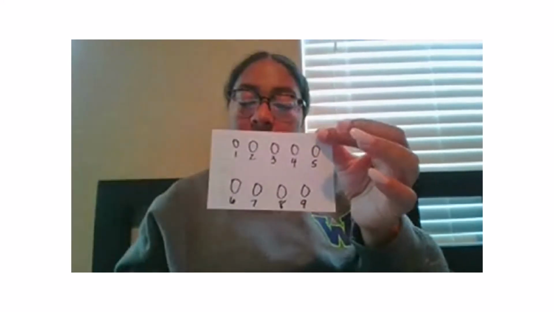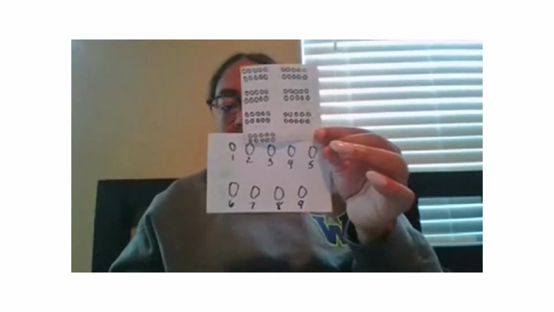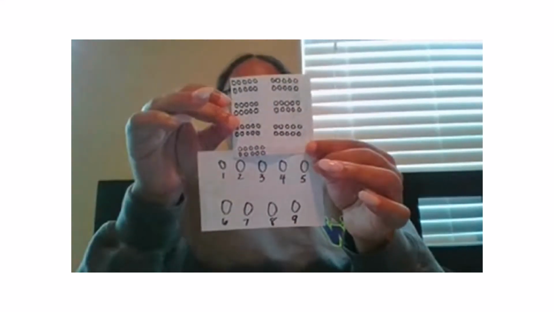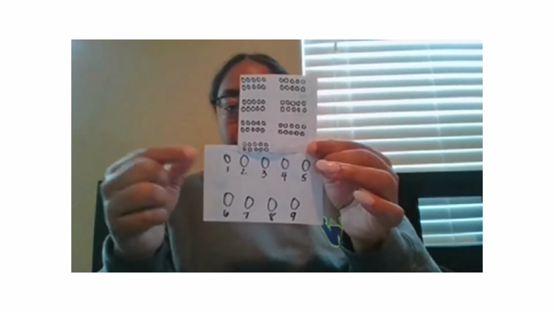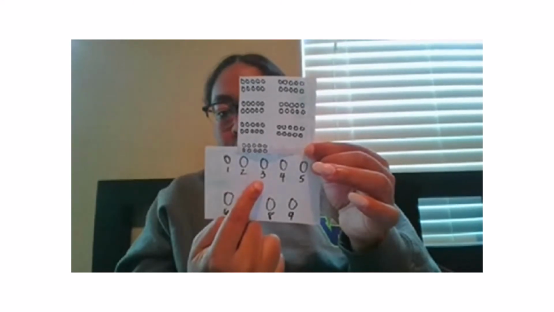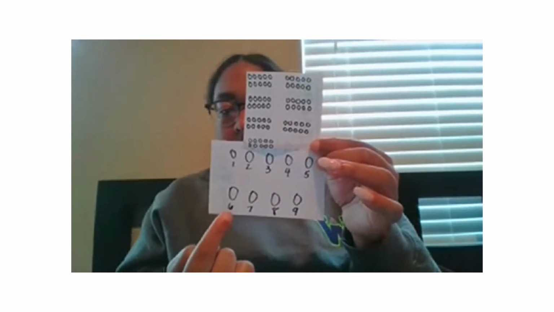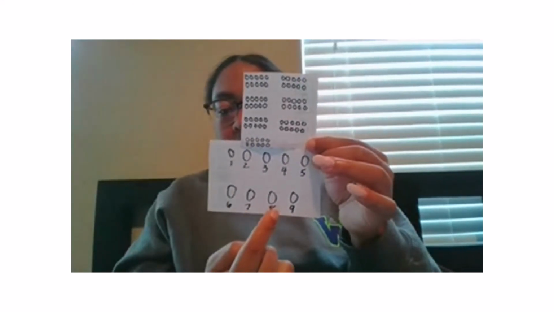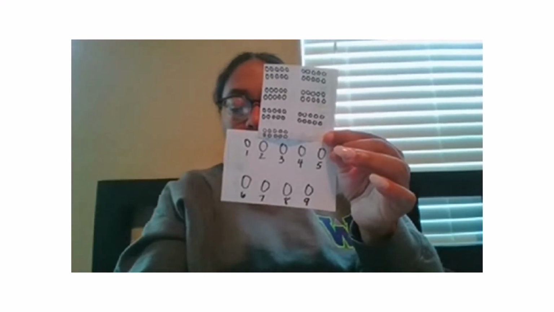What 10 comes next? 70. Great job. How many tens do I have right here? 7. If I have 7 tens, that means I have what? 70. Great job. So 70, 71, 72, 73, 74, 75, 76, 77, 78, 79. What 10 comes next?